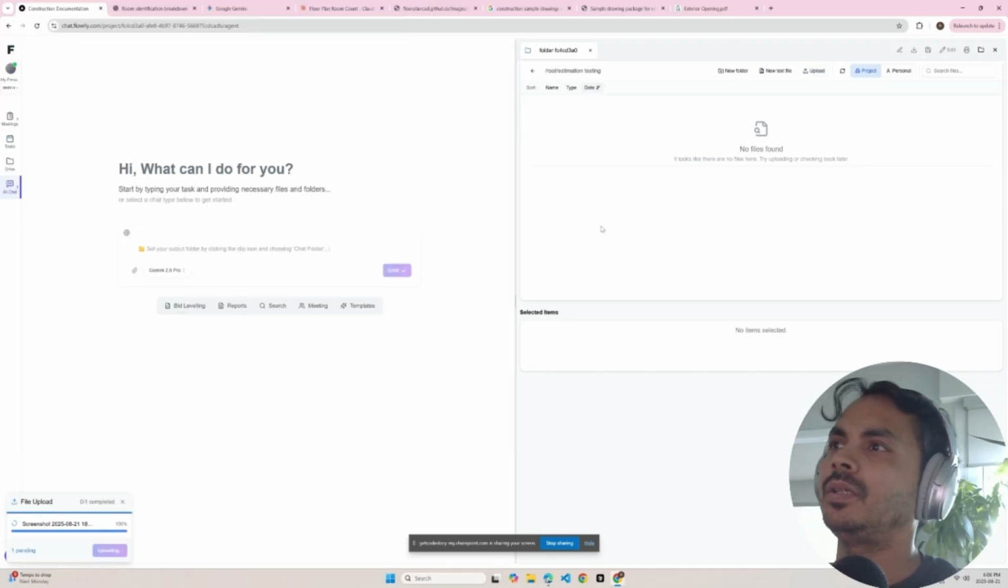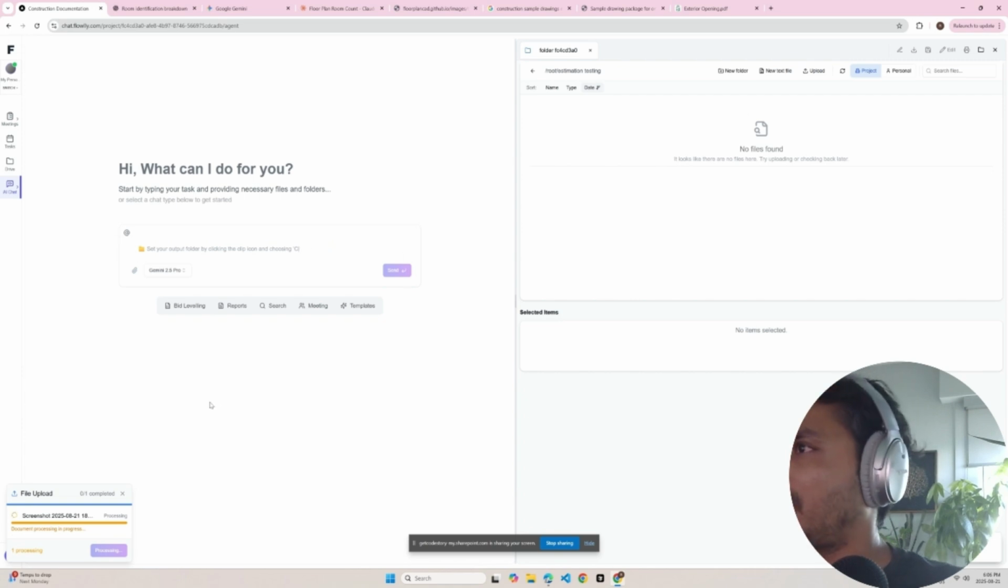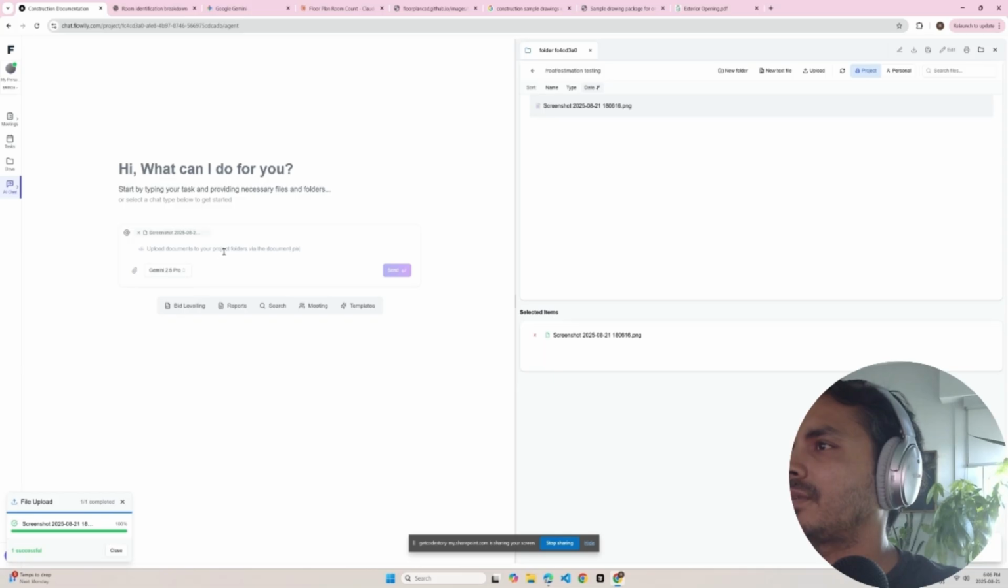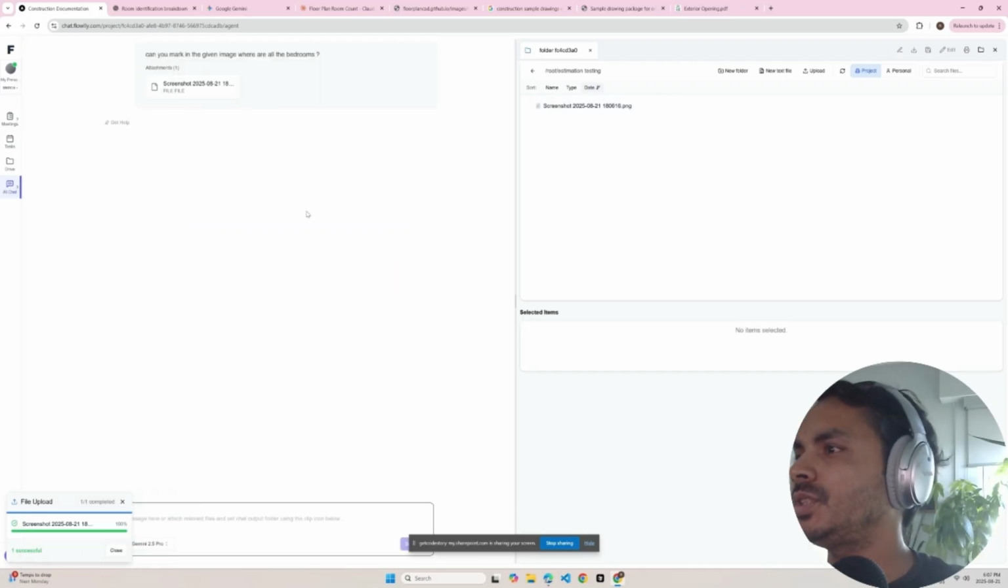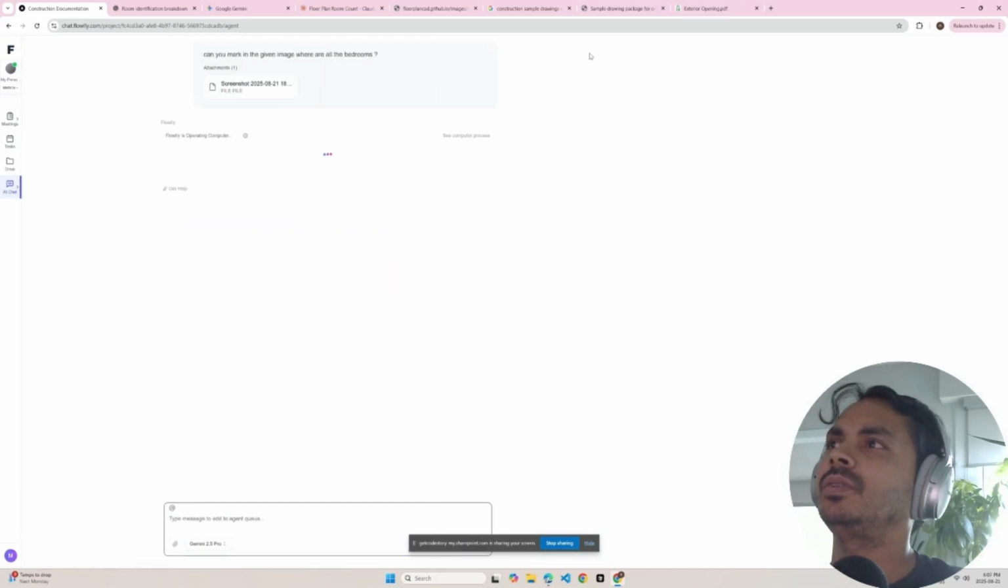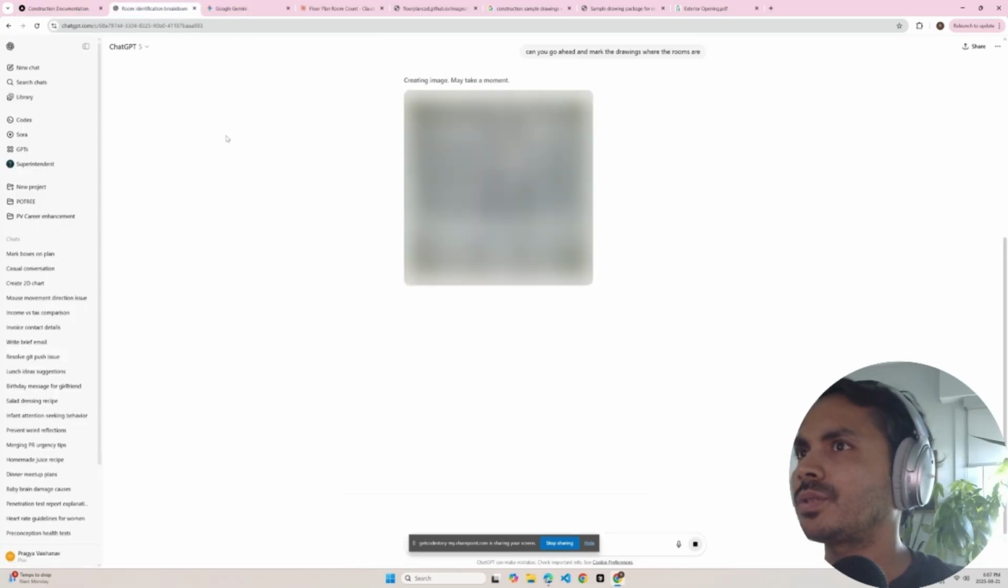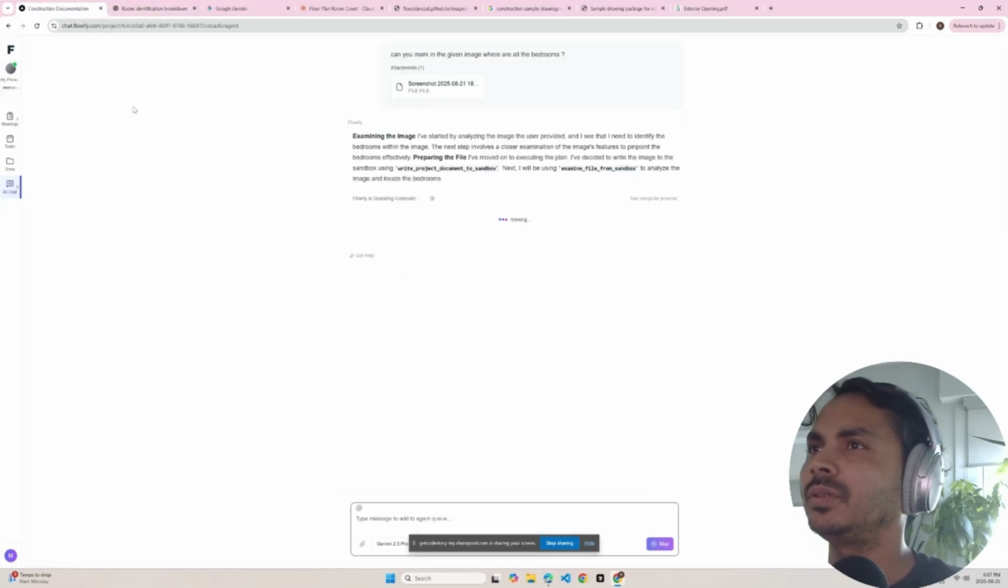No, this one. Okay, cool. So this is now uploaded. Slowly it's processing its data point, and then I'm going to add: can you mark in the given image where all the bedrooms are? So we've sent it off. Let's see what the agent comes up with. It's going to do its own thing, and then it's going to try and mark.